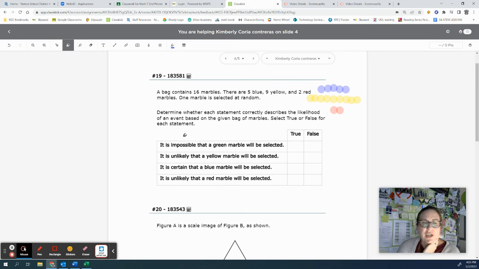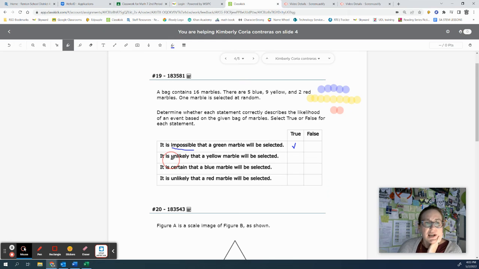Determine whether each statement correctly describes the likelihood of an event in a given bag of marbles. Select true or false for each statement. It is impossible that a green marble will be selected. True or false? There aren't any green marbles in there. So yeah, that is absolutely 100% true. There are no green marbles. It is impossible to select a green marble when there are no green marbles.